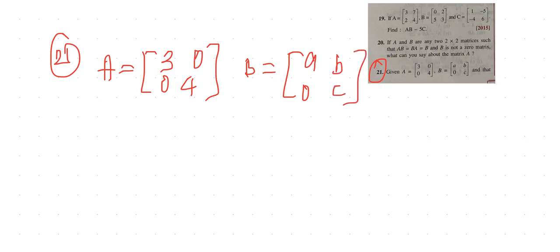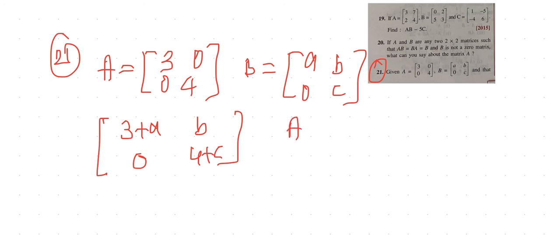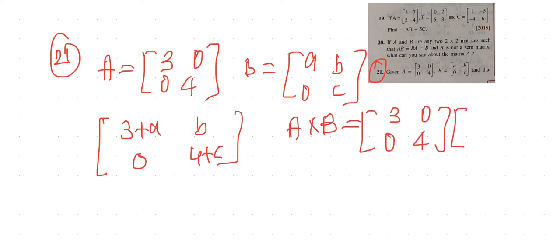So clearly A plus B will be equal to what children? 3 plus A, 0 here, B and here 4 plus C. So this is going to be your A plus B, and in similar terms you will be finding out A into B. So A into B will be given by 3, 0, 0, 4 and this is being multiplied to A, B, 0 and C. Now whatever answer you are going to get here, that you are going to equate here. So then you can easily get the answer. Okay, so question number 21 is also an easy one, so that also you can take as homework.